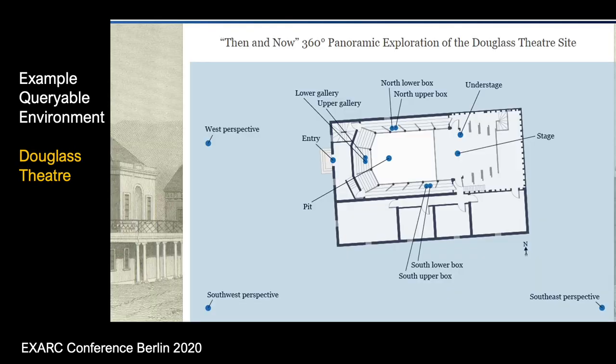In this next example, we are looking at how we have been merging 3D models with the real world. In this case, the Douglas Theatre, which was excavated in the 1990s and not physically reconstructed in the real world. The virtual model is the only complete reconstruction of an 18th century American theatre attempted. And here we tried to contextualize the model with the location of the original building in a real world environment.